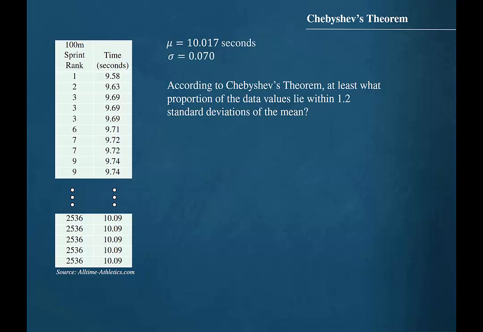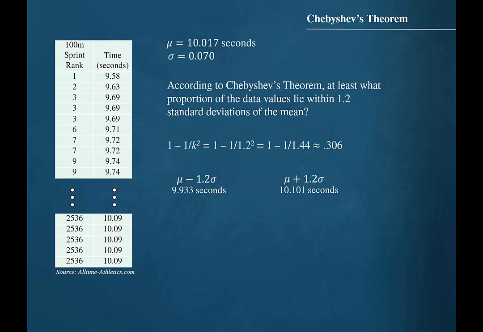So now let's answer the question, according to Chebyshev's theorem, at least what proportion of the data values lie within 1.2 standard deviations of the mean? Recall that Chebyshev's theorem says that at least 1 minus 1 over k squared of the data points will lie within k standard deviations of the mean. So if k is 1.2, then the calculation will be 1 minus 1 divided by 1.2 squared, which is 1 minus 1 divided by 1.44, which is approximately 0.306.